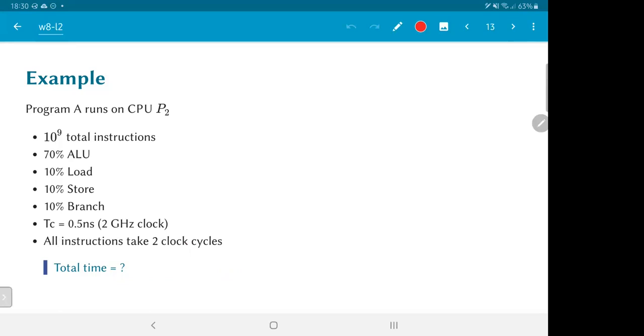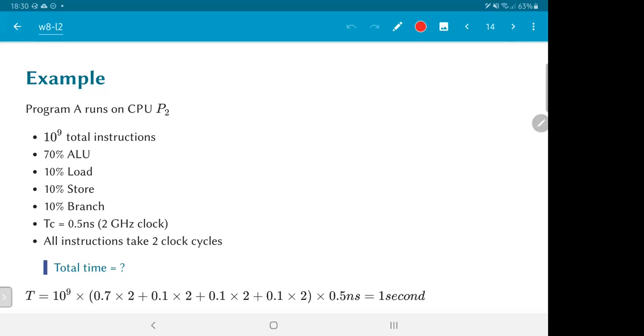Let's consider a variant of the processor. We call this processor P2. The same program, so 10 to the power of 9 total instructions, same instruction mix. But in this case, our TC is now 0.5 nanoseconds. We are running at a 2 gigahertz clock speed, but it's no longer a single cycle implementation. All instructions take 2 clock cycles. What would be the time required for running this?